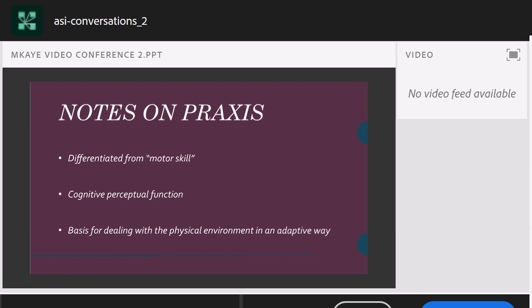So a few things that are particularly relevant to praxis. The first one is that it's actually differentiated from motor skill. Now, praxis definitely has to do with motor activity, but it's not the same as motor skill. It is more of a cognitive and perceptual function.